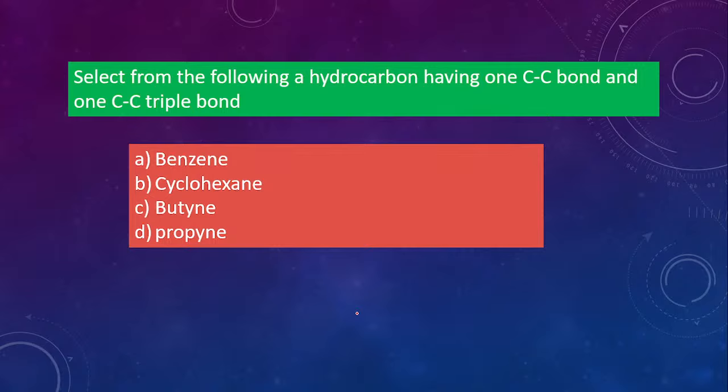Okay, next one. Select from the following a hydrocarbon having one carbon-carbon single bond and one carbon-carbon triple bond.